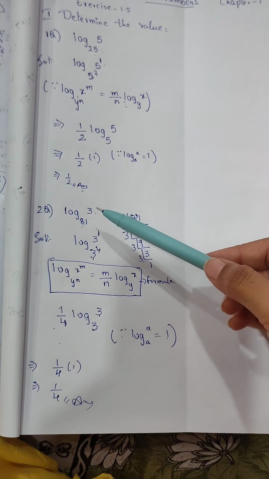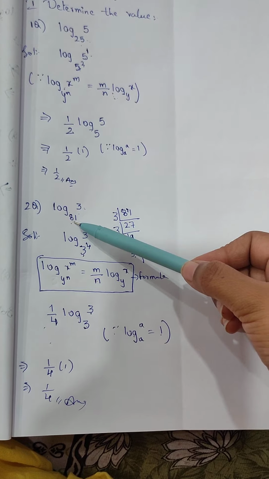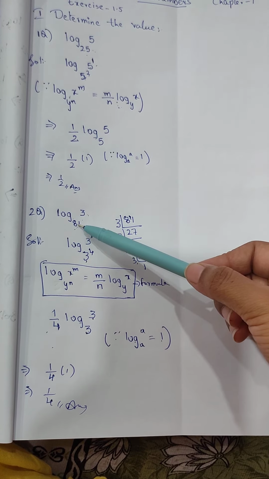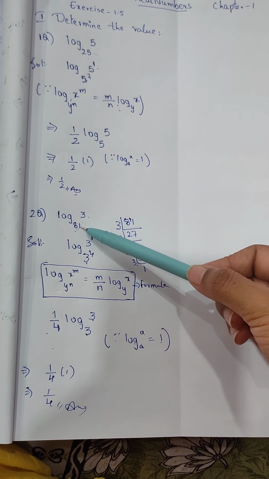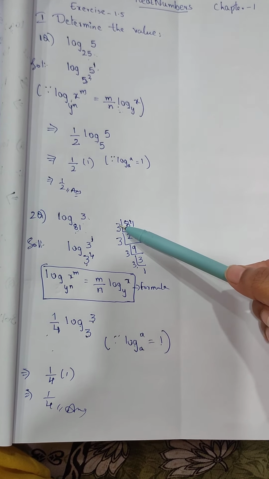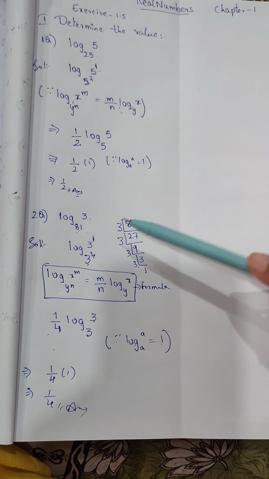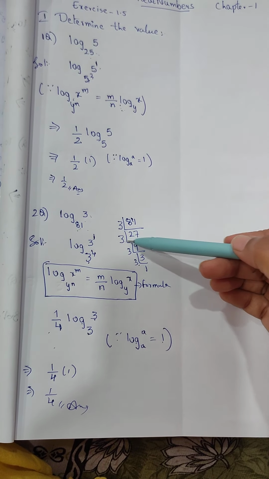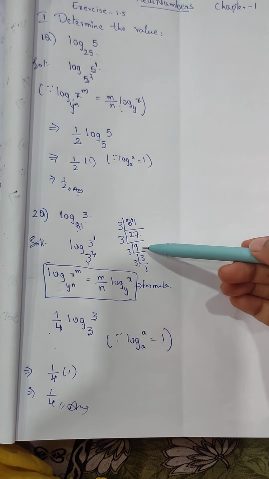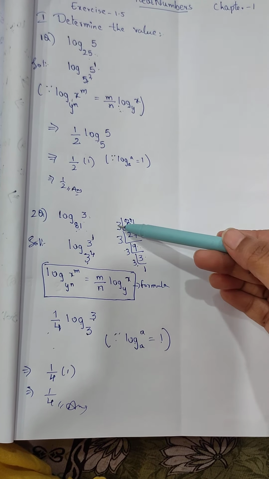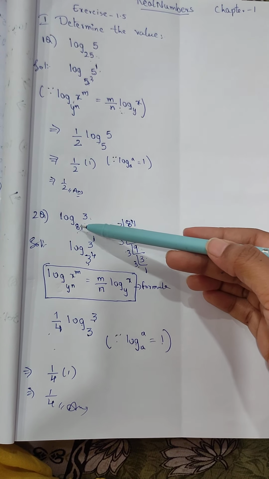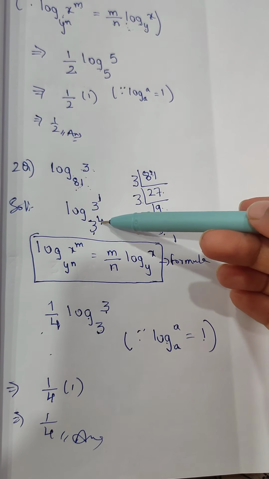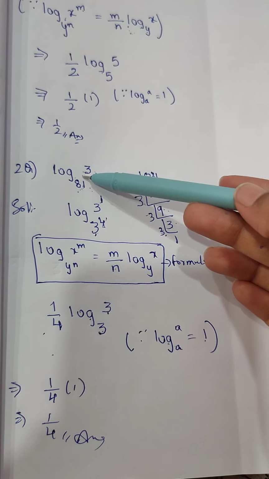Now similarly, the second question, log base 81 of 3. So here 3 is there. We have to express this 81 as a power of 3. For that we will do prime factorization with the 3 table. 3 2s are 6, 3 7s are 21, 3 9s are 27, 3 3s are 9, 3 1s are 3. Now when you multiply 3 four times you will get 81. So in place of 81 we will write 3 power 4. 3 power 4 is nothing but 81.